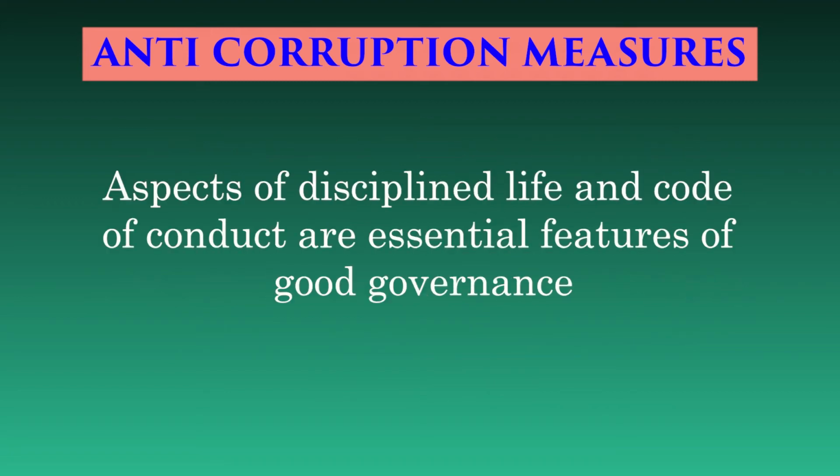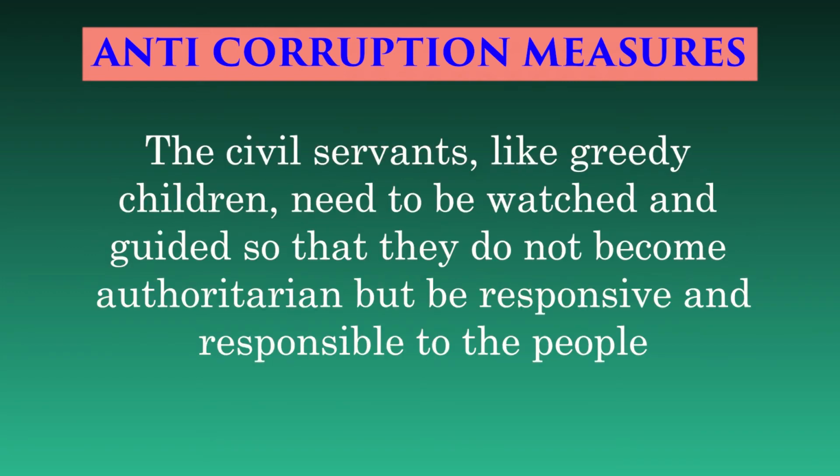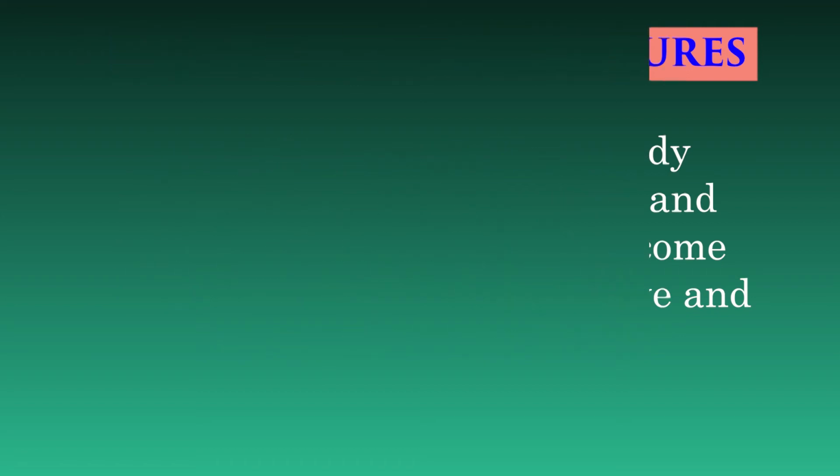Aspects of disciplined life and code of conduct are essential features of good governance. The civil servants, like greedy children, need to be watched and guided so that they do not become authoritarian but remain responsive and responsible to the people. The next important aspect of good governance is a positive state for growth and development.